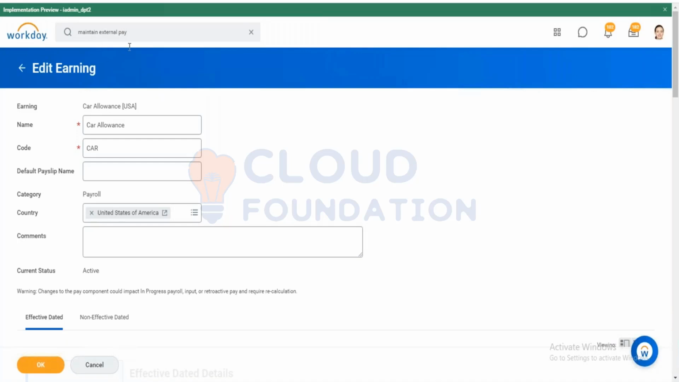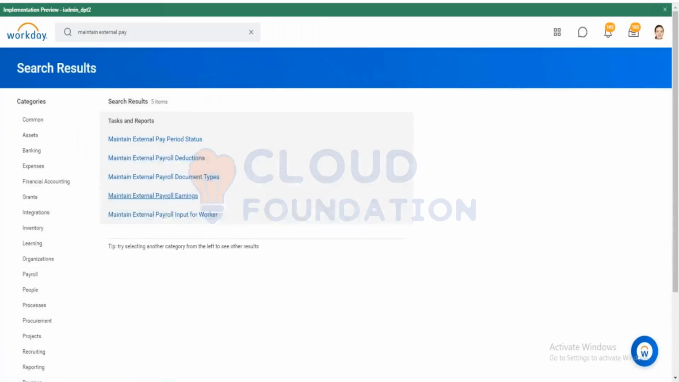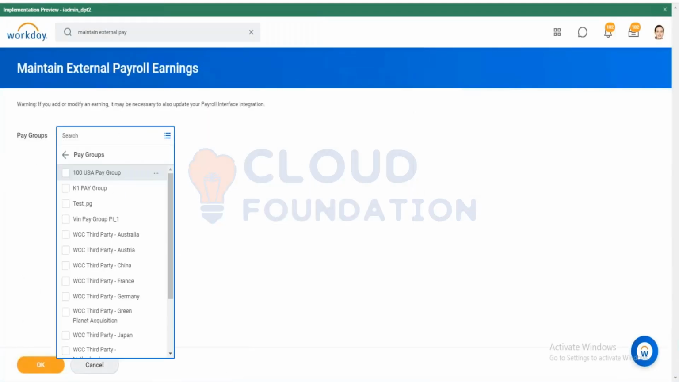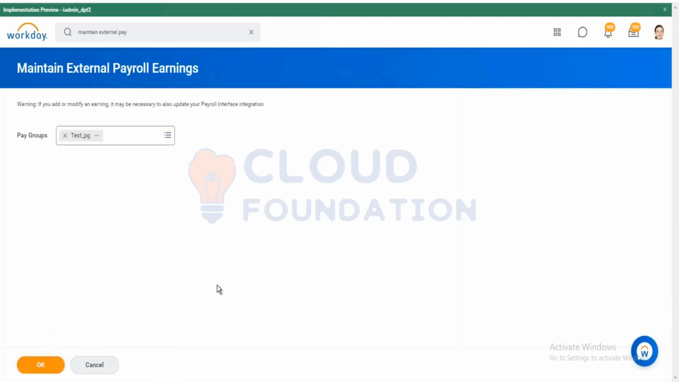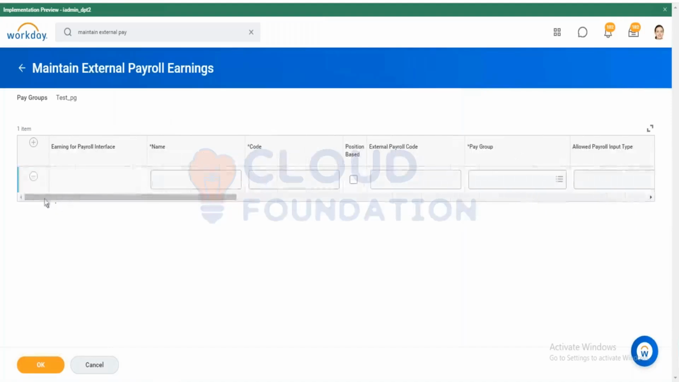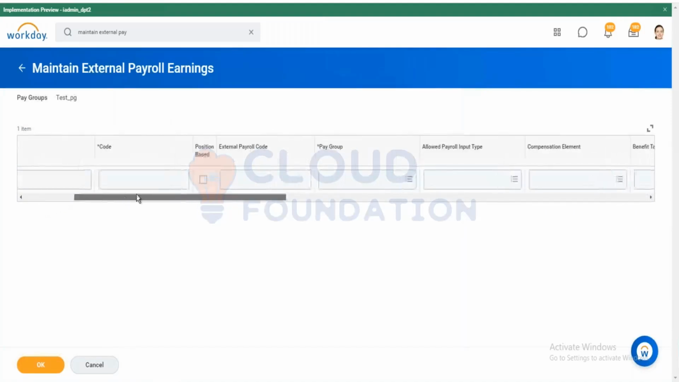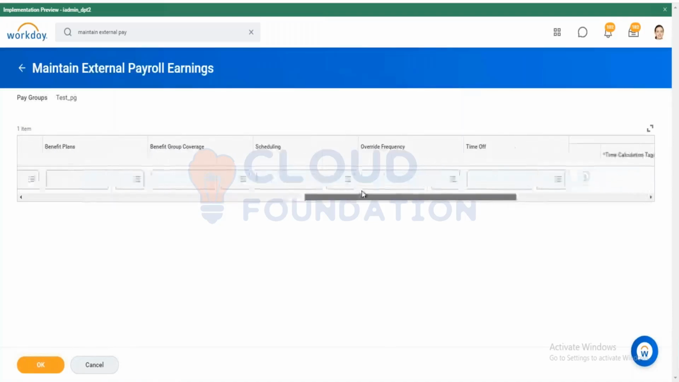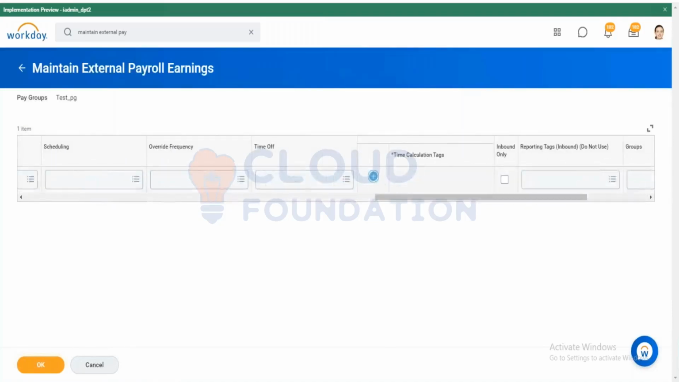So the task over here is Maintain External Payroll. All right. So here you would be able to map your tags. First, you need to check the pay groups. Let's take one pay group over here. Once you use the earning code, then you would be able to add the calculation tags, time calculation tags, over here.